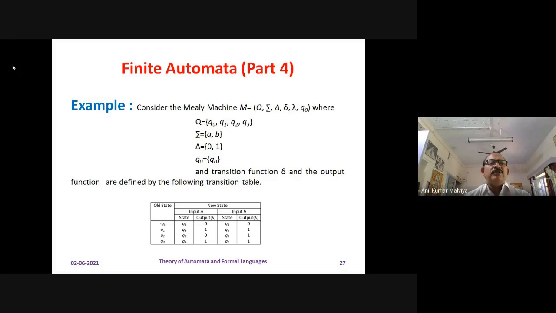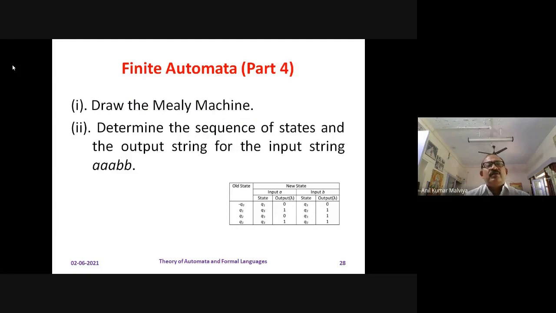Let us take an example to understand how we will construct a transition diagram. Suppose the Mealy machine has 4 states, Q0, Q1, Q2, Q3. Sigma is {A, B}, capital delta is {0, 1}, the start state is Q0, and the transition function delta is defined by a transition table. First question, draw the transition diagram of the Mealy machine. Next question, determine the sequence of states and the output string for the input string AABB. Okay.